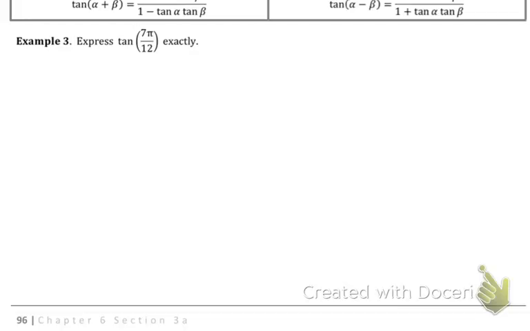You take out your unit circle. Actually, just go ahead and make sure you have a unit circle handy, because we are going to need it. But you're going to realize that 7 pi over 12 is not on our unit circle. And you don't need your unit circle if you know the unit circle.